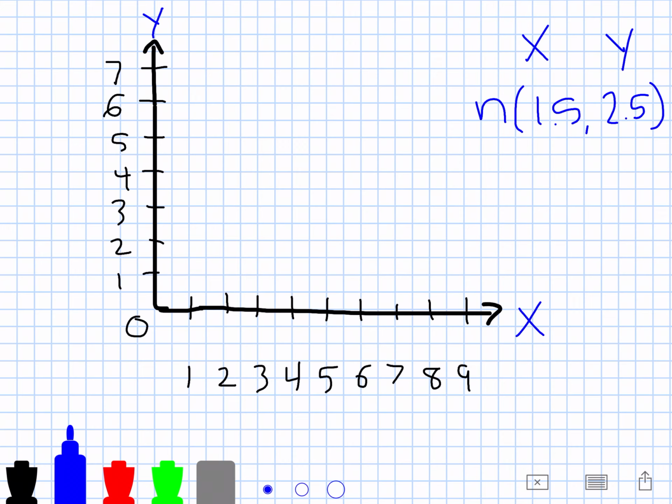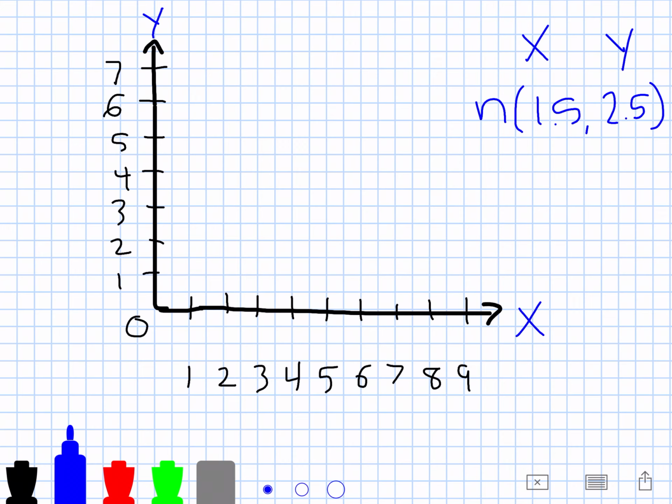Today we're going to be graphing some different points that use decimals. So let's take a look at our first point. We have point N, and you can see our x-coordinate is going to be 1.5, or 1 5/10.